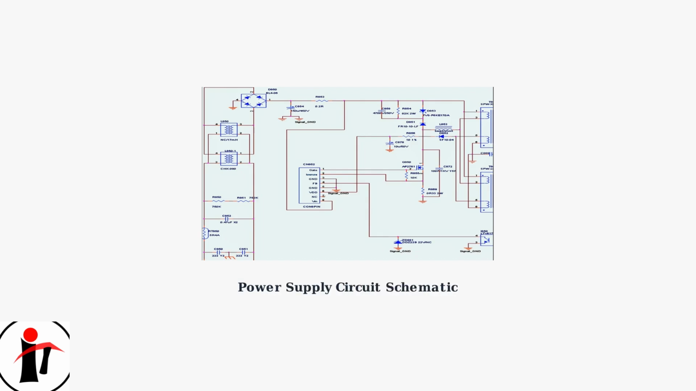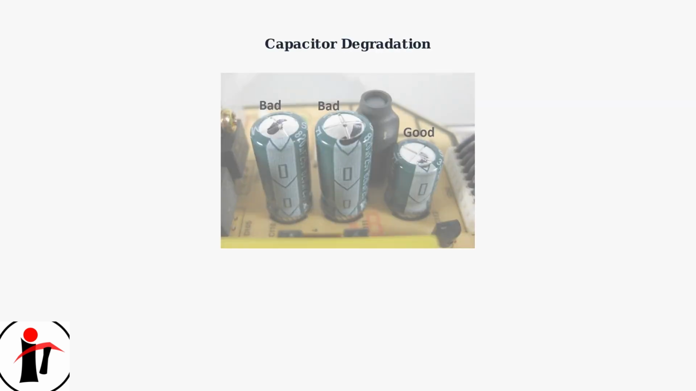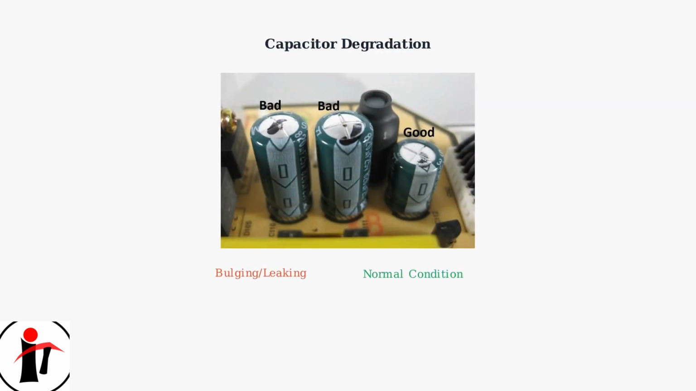Let's look at what's happening inside the power supply. Here's a typical circuit schematic showing the components that can fail. The most common failure point is capacitor degradation. These small but critical components can bulge, leak, or completely fail, disrupting the power flow to your monitor's main board.